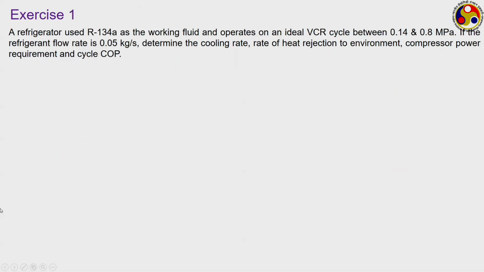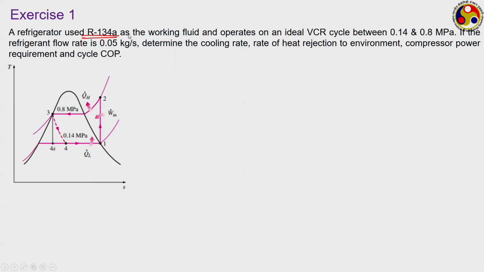Here we are talking about a refrigeration system which is using R134A as a refrigerant, and it is operating on an ideal vapor compression refrigeration cycle between a condenser and evaporator pressures which are given, refrigerant flow rate is given, and we have to identify several things. So, this is the cycle. Here we are using R134A as a working medium, so we have to use the property table for that, and once we have the corresponding property table available, then we can easily evaluate the performance.